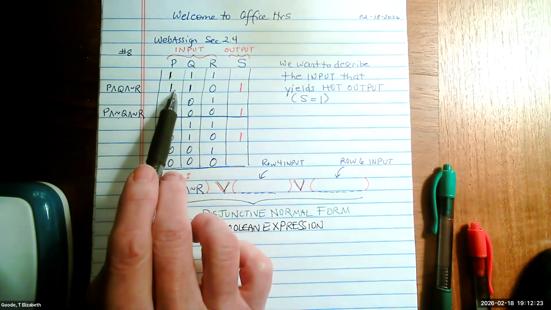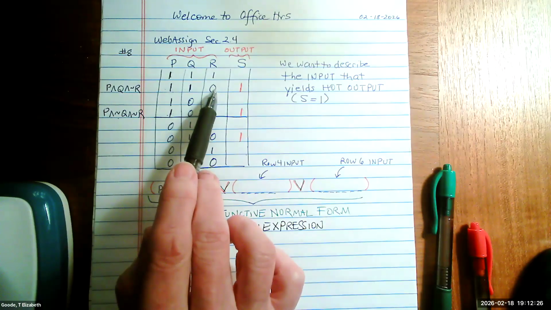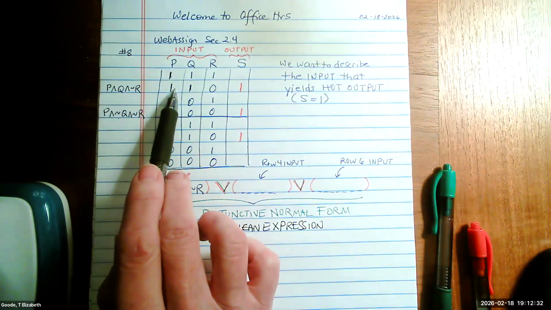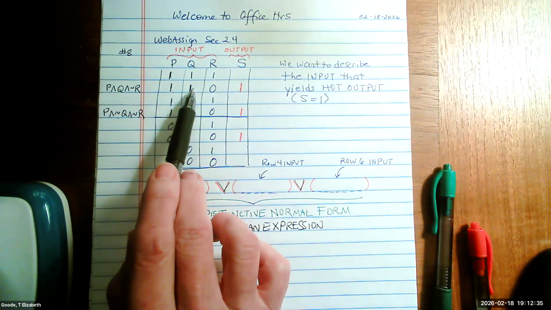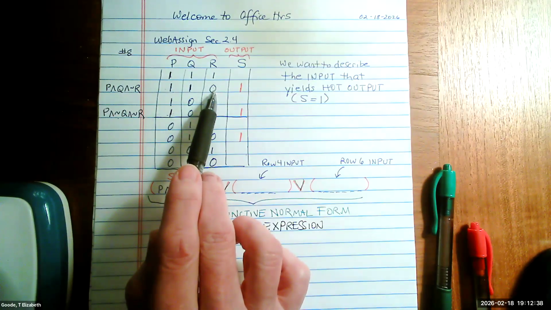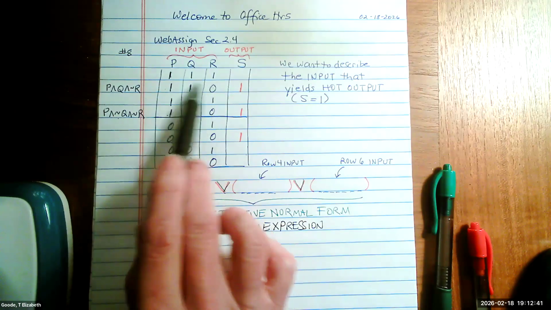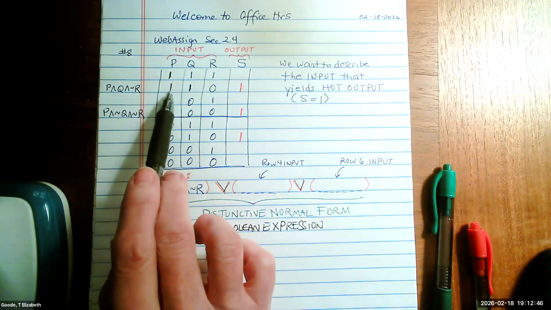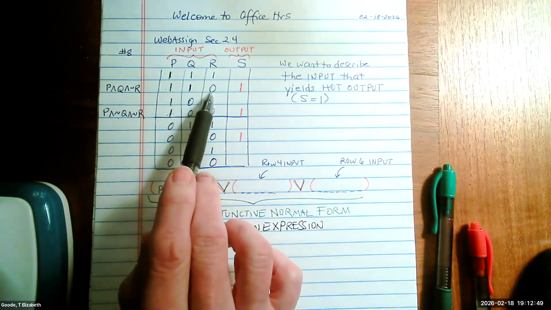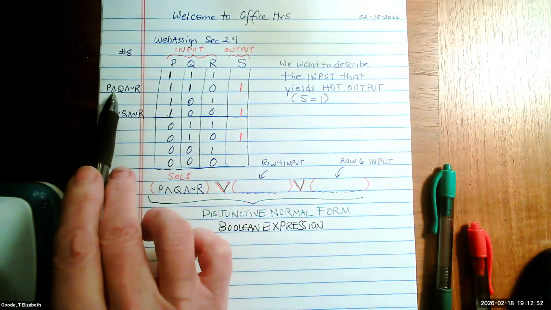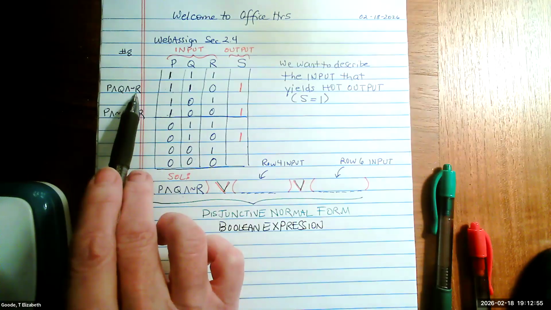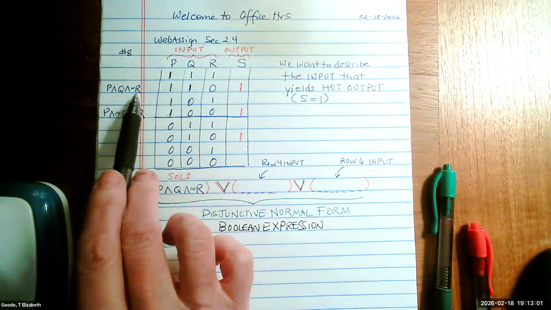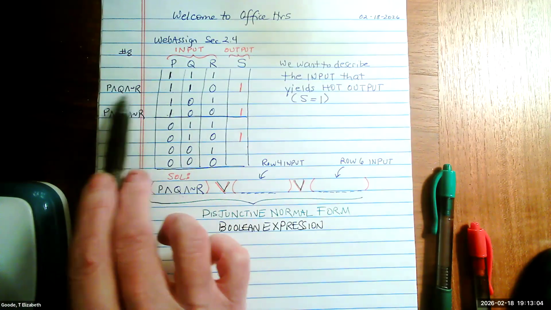So you can think about P is true and Q is true and R is false. Or you can think about it as P is going to be a hot wire, Q is a hot wire coming in, and R is a cold wire. We always write what is true. To express that P and Q are true and R is false, we write P and Q and not R. We write what's true. If R is false, then not R is true.